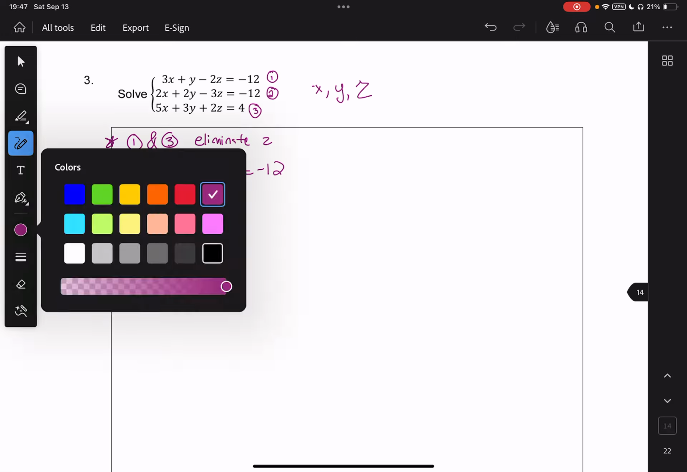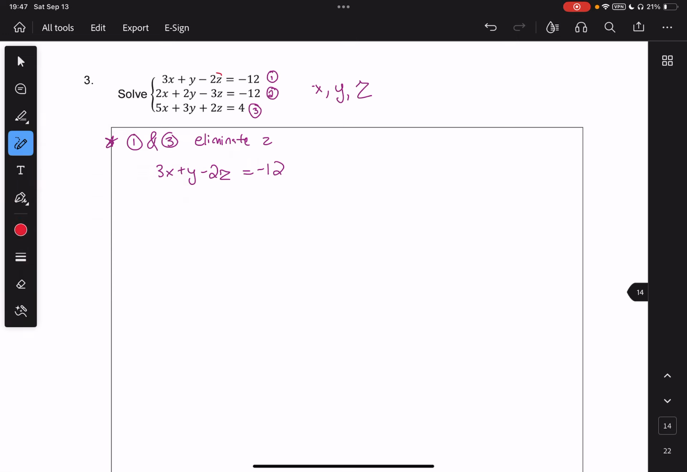And so I know to start with 1 and 3 because we have a negative 2z here and a positive 2z here. So when we combine them, the z's will cancel out, because a negative plus a positive will always cancel out. And then our third equation is 5x plus 3y plus 2z equals 4.